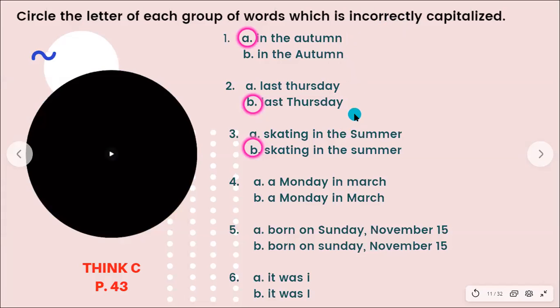Correctly. Okay? Let's see number 4. Which one is correct? A or B? Which one is correct in number 4? Who can help me with number 4?